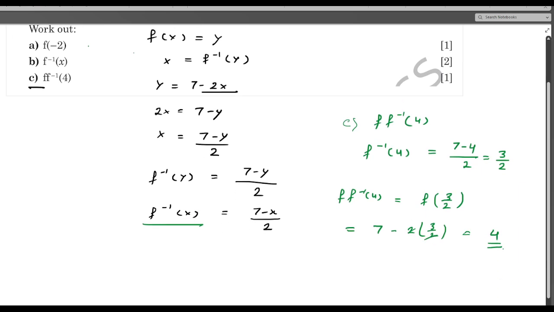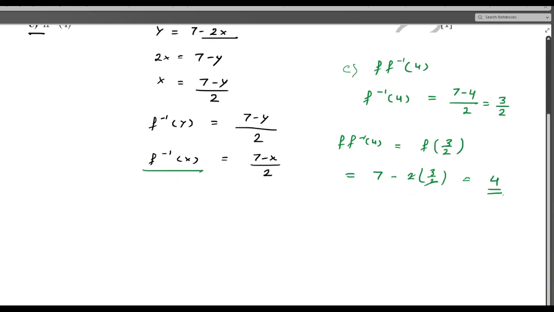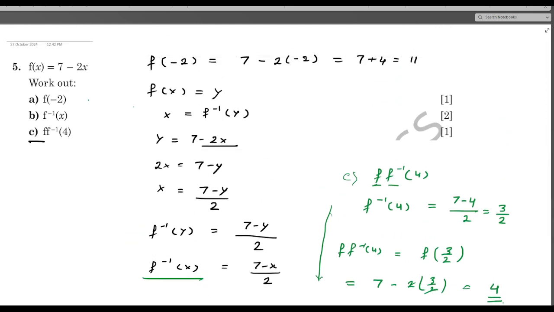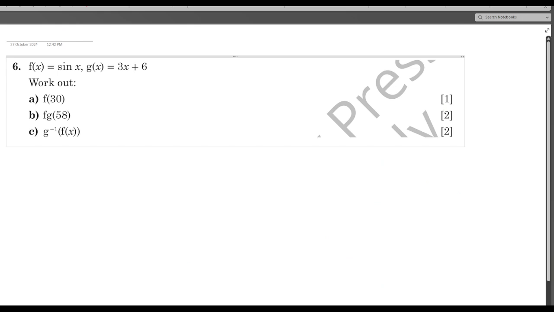Okay. This is for 1 mark. There is no need that you do this much calculation. Your f function and f inverse function, they will cancel the effect of each other. So if you directly say that f of f inverse 4 is equal to 4, it is absolutely all right. Okay, so this is your C part. Now next question, question number 6.